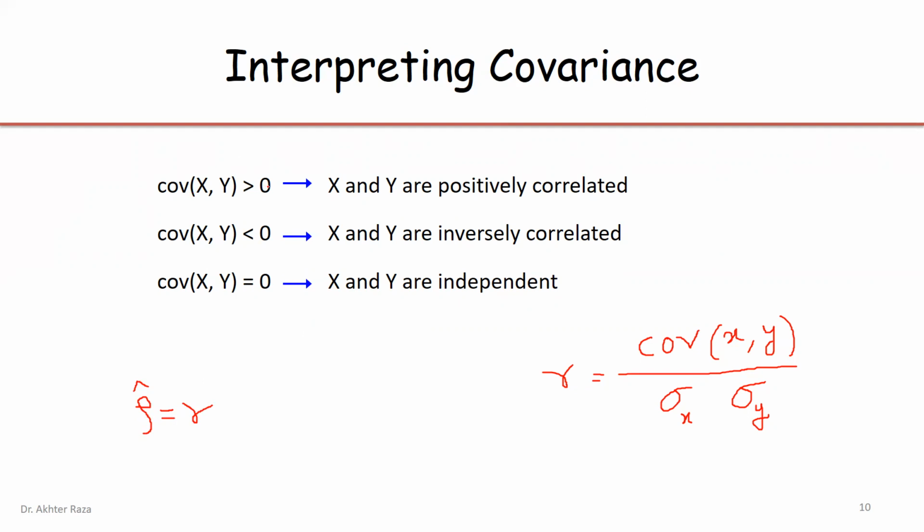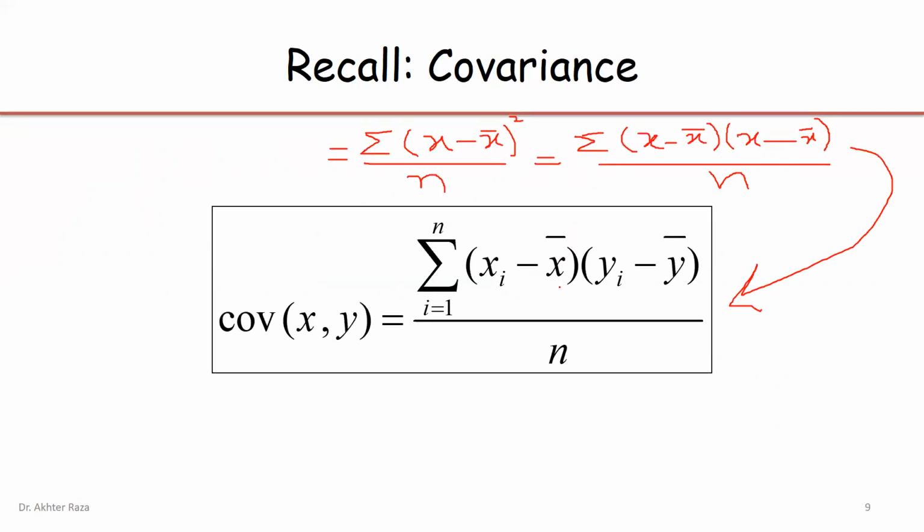If the covariance is positive, it means x and y are positively correlated. If covariance is negative, the correlation is negative. The sign of covariance is an indication of the sign of correlation, because standard deviations are always positive. Only the covariance may be positive or negative, because the formula of covariance is x minus mean times y minus mean. If x minus mean is positive but y minus mean is negative, then the product will be negative.